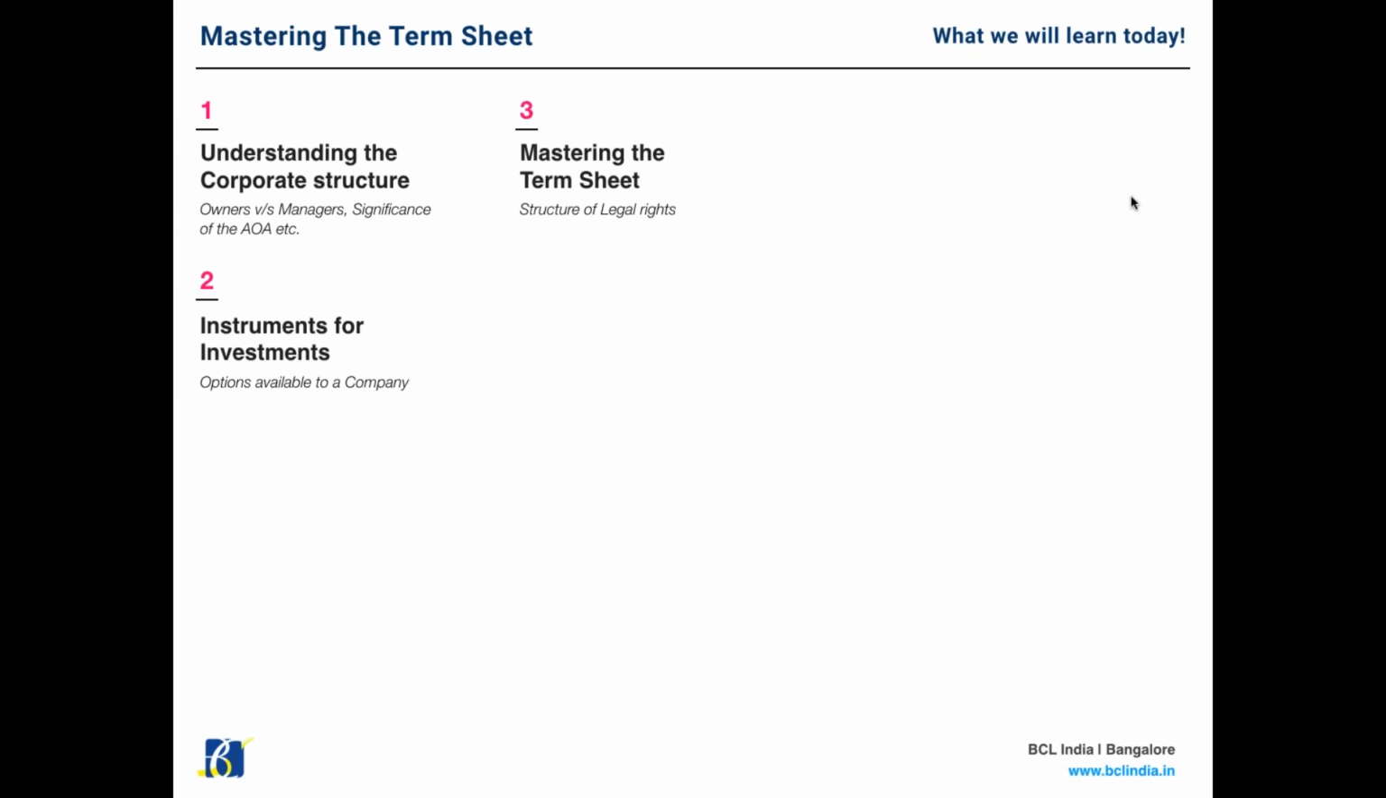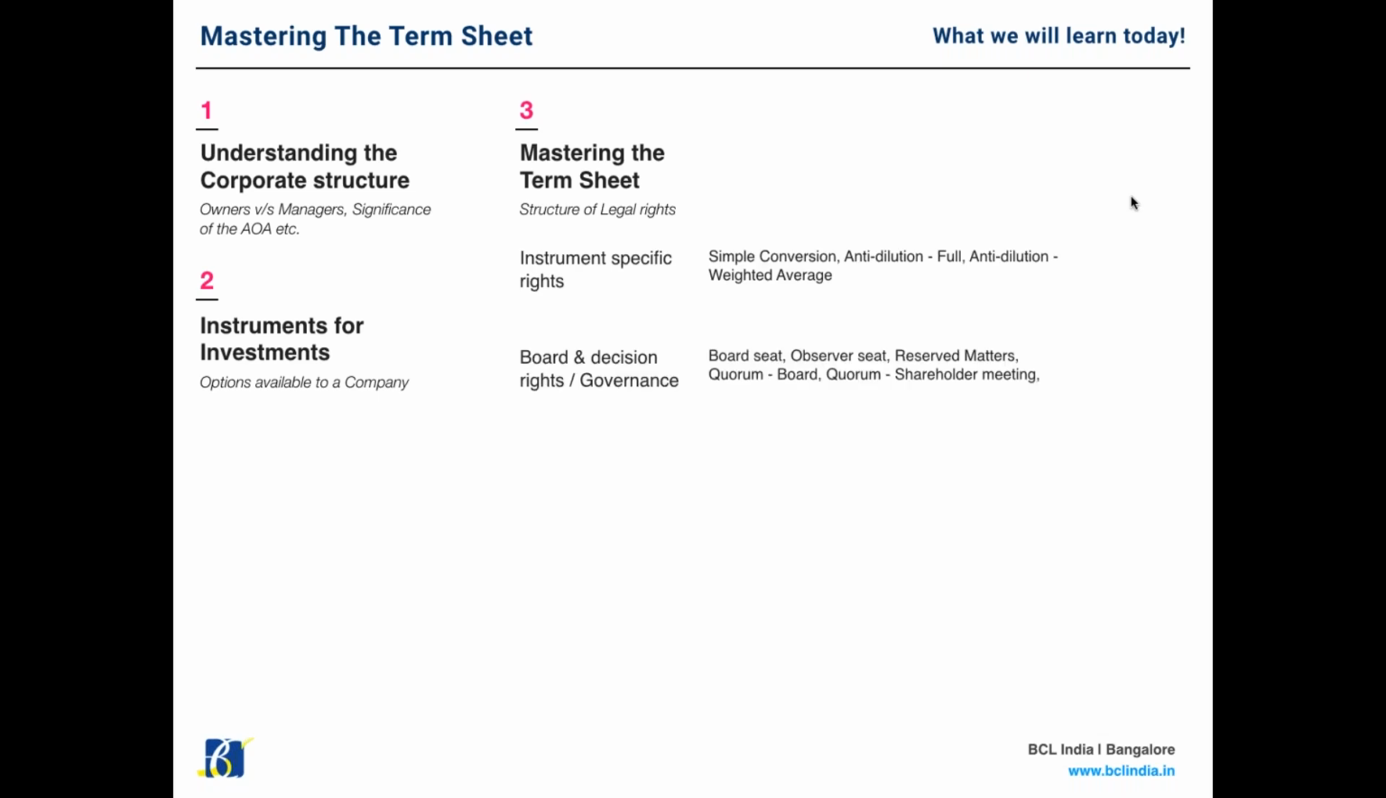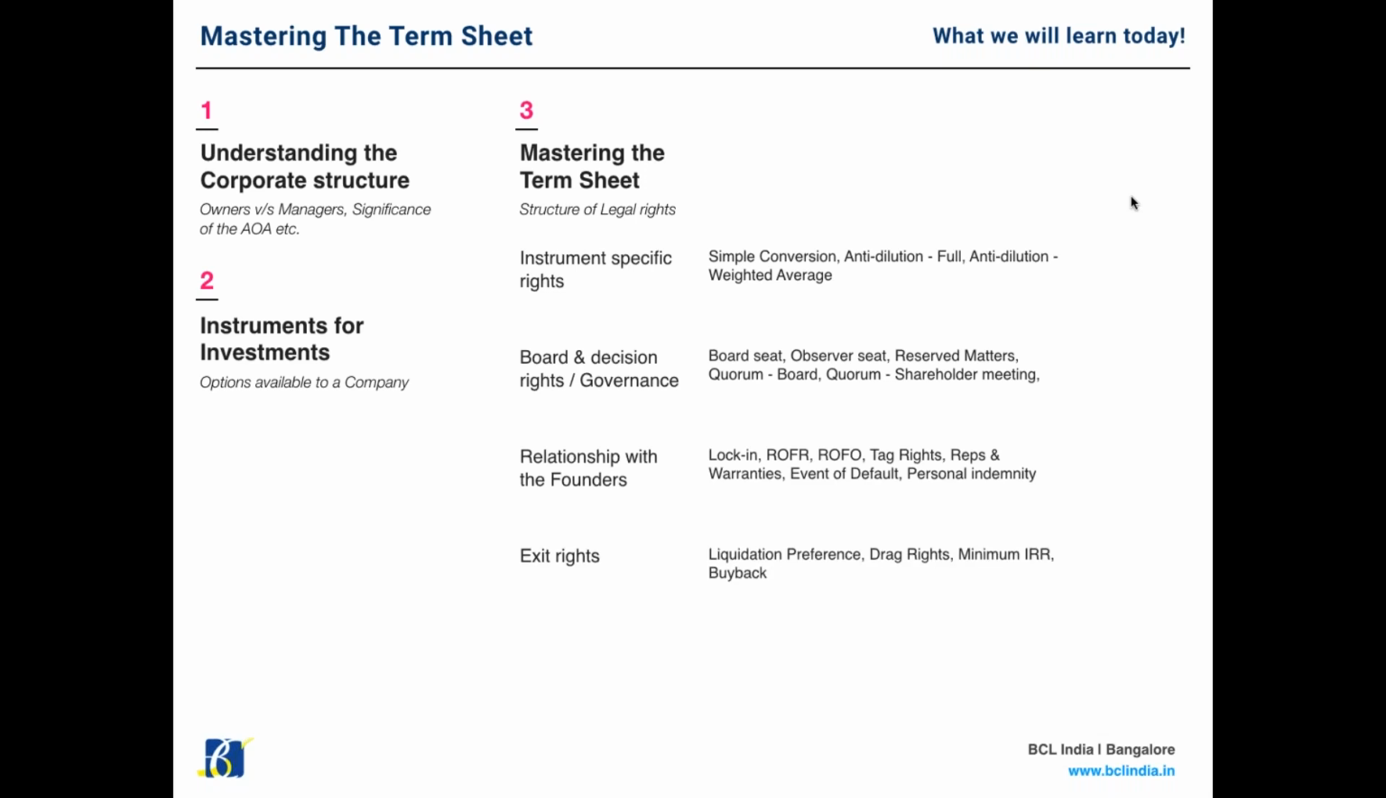Here I have split the whole term sheet into four broad groups. Instrument specific rights: we look at simple conversion, anti-dilution full, anti-dilution weighted average. Board rights: board seat and observer seat, reserve matters rights, quorum, and relationship with founders: lock-in, ROFO, ROFR, tag-along, reps, warranties, and of course exit rights, liquidation preference.